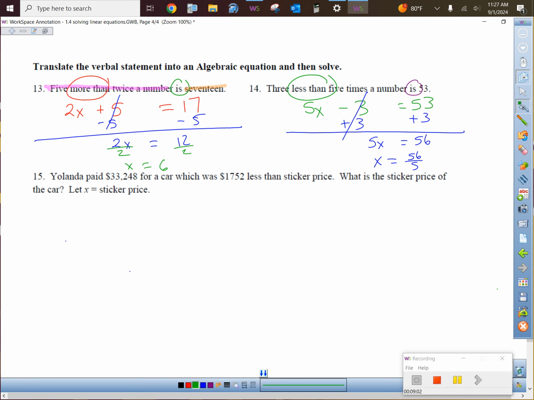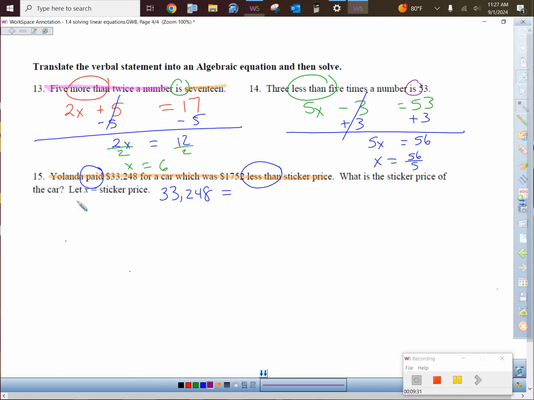And then the last one, Yolanda paid this much money for a car, which was this much less than sticker price. The bad part about this orange sentence right here is it doesn't really have the word "is" in it for us to find the equal sign. It's kind of hidden in the word "paid." Like this is how much she paid, so $33,248 is going to equal like 1752 less than, there's a backwards phrase, the sticker price.